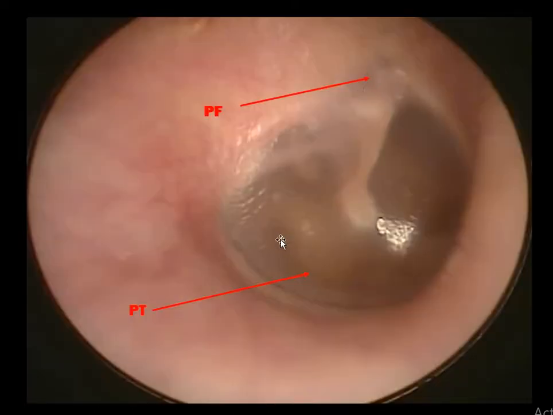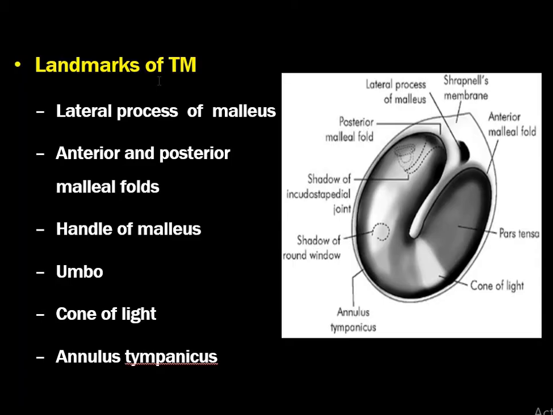This is the pars flaccida and this is the pars tensa, as you can see here in the endoscopic view. What are the landmarks of the tympanic membrane? They are the lateral process of the malleus, which is the most important landmark of the tympanic membrane and the most consistent. This is rarely eroded by disease.